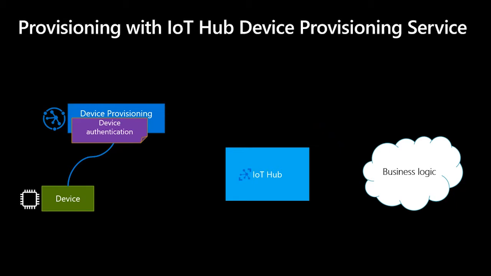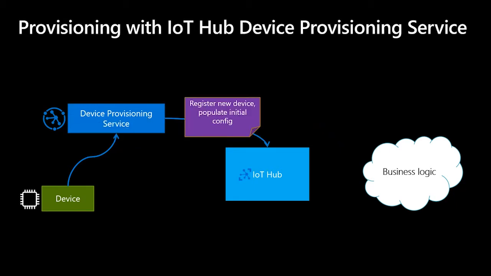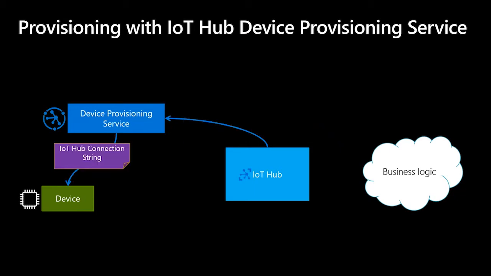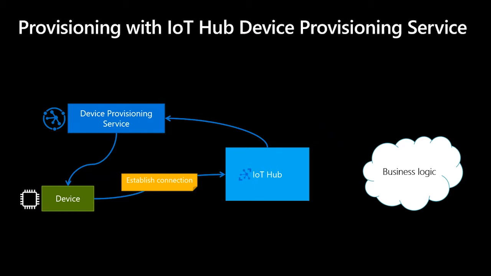After that happens, Device Provisioning Service will register that device to IoT Hub, and it populates the initial desired device state. And now you can see that IoT Hub returns the connection info for the device. And then Device Provisioning Service gives the device its IoT Hub connection info. Now the device can establish a connection with IoT Hub, and it receives its initial configuration from the IoT Hub, and it can make any changes and updates as needed.